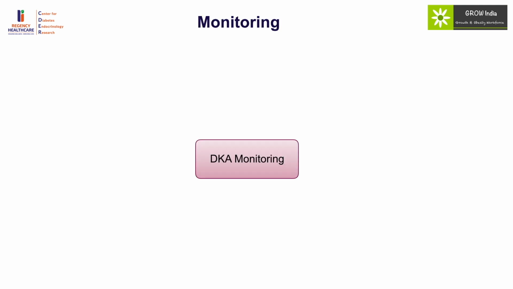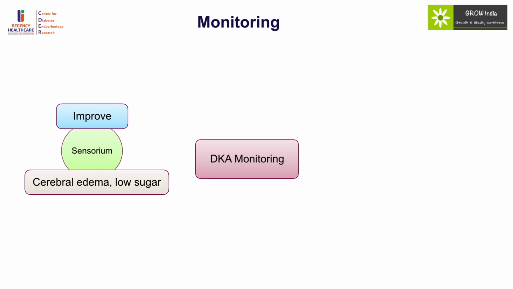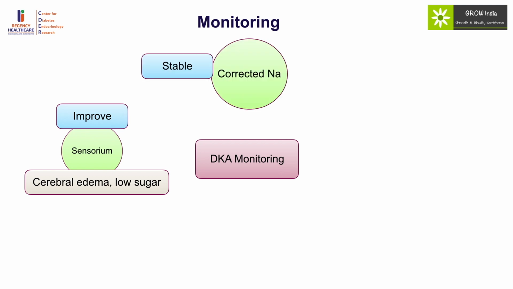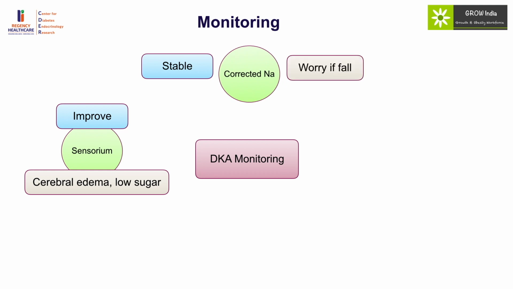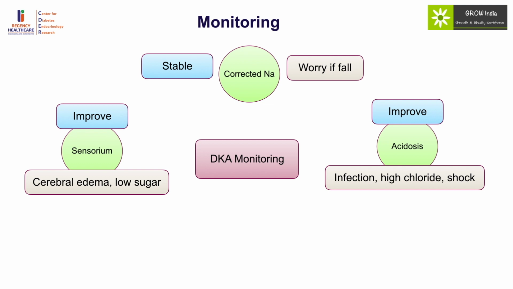Careful monitoring of diabetic ketoacidosis is essential to identify the complication at an early stage, and one would expect improvement in sensorium, which should be documented using the modified GCS score. But if there is any worsening in sensorium, the possibility of cerebral edema or hypoglycemia should be considered. Corrected sodium levels should be stable. A rapid fall in corrected sodium should be a cause of worry and may be the first sign of development of cerebral edema subsequently. There should be gradual improvement of acidosis with resolution by around 12 to 16 hours even in severe cases. If it is persistent, one needs to consider the possibility of infection, hyperchloremic metabolic acidosis or shock.